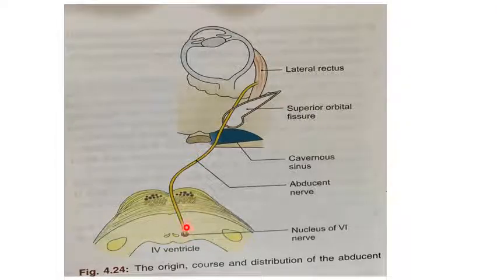Now, the course of the abducens nerve. This is the nucleus of the sixth nerve, which lies in the lower part of the pons beneath the facial colliculus. This is the facial colliculus, this is the nucleus. The fibers arising from this nucleus of the sixth nerve run forwards, ventrally and downwards through the trapezoid body, then pass through the medial lemniscus and through the basilar part of the pons.